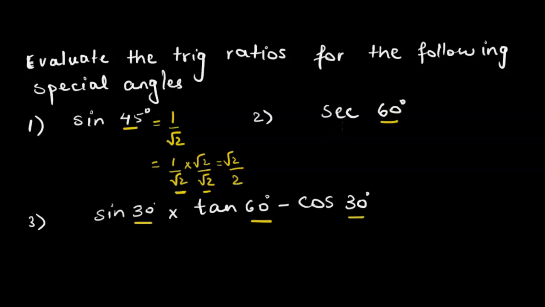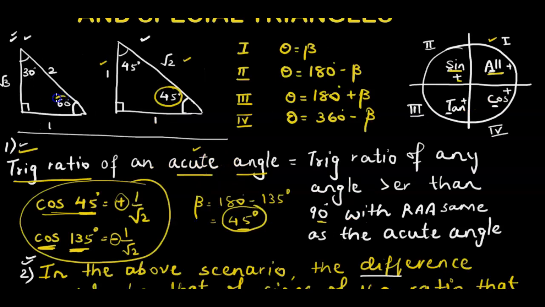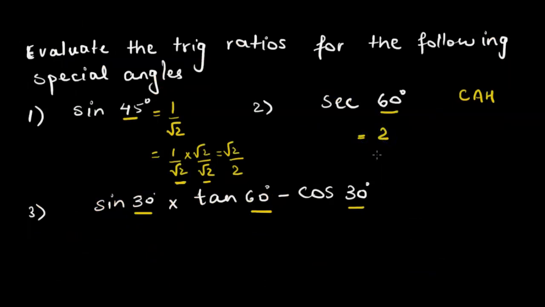Next, we want to find out what is secant 60. We know this is also a special angle, and we know cosine is adjacent over hypotenuse. So secant will be hypotenuse over adjacent. We go to the 30-60 triangle. This is our 30-60 triangle. We are working with the 60-degree angle, and we want to find out the secant ratio. Secant is hypotenuse over adjacent, so that is 2 over 1, and this would give us 2 as an answer.